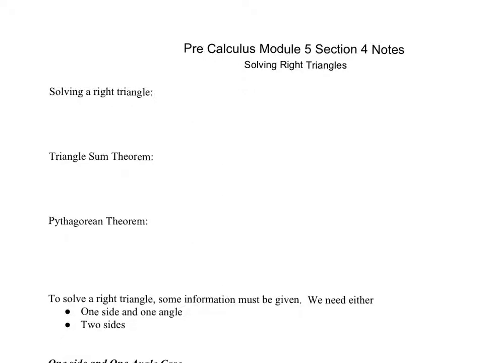In section 4, we're going to talk about solving right triangles. And when we talk about solving right triangles, we're talking about something specific. When we say we're solving a right triangle, we want to find all missing angle measures and side lengths.